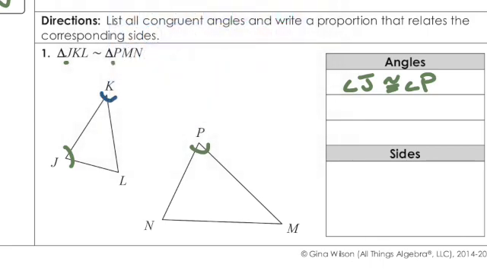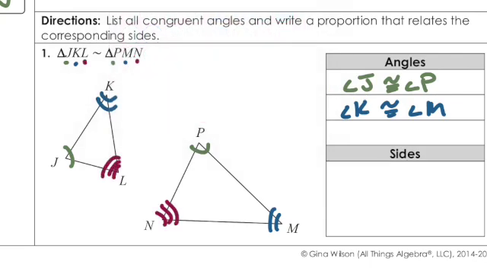Now, angle K is congruent to angle M for the same reason. K was the second letter, M is the second letter. Angle K is congruent to angle M. And last but not least, we have angle L is congruent to angle N. Last letter, right? I feel like that's the easiest thing we've ever done.